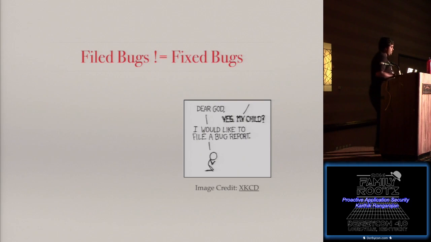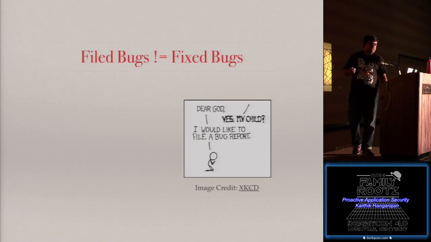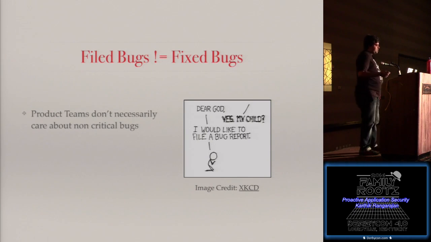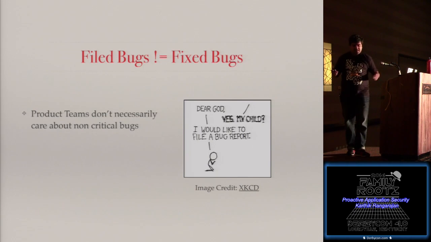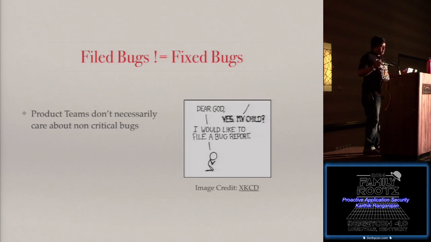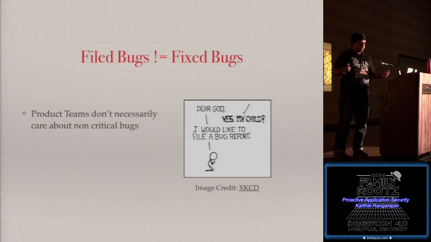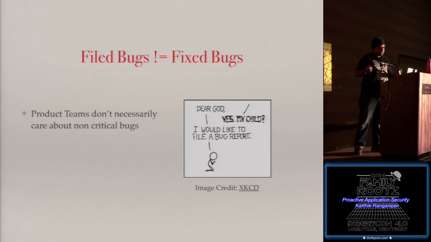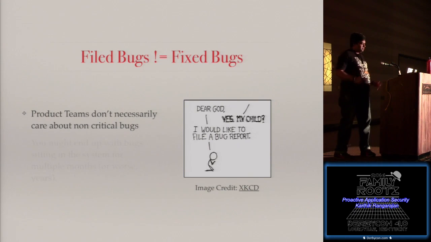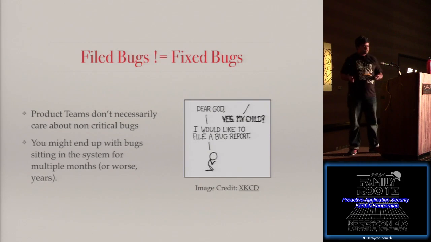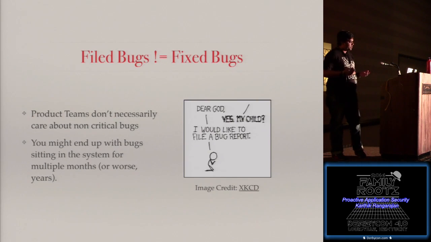But an obvious thing is that filed bugs is not the same as fixed bugs. Right? Product teams don't necessarily care about non-critical bugs. If there is a bug that they know isn't going to cost them money, or that isn't easy for an attacker to get to, for example, if you have a feature behind an authenticated form that is available only to a certain set of people, they're going to say, oh, the risk is very low, we're not going to do it, even though you might want them to fix it. As a result, you might end up with bugs sitting in the system for multiple months, or in unfortunate cases, multiple years.